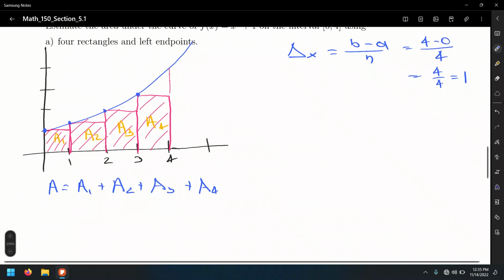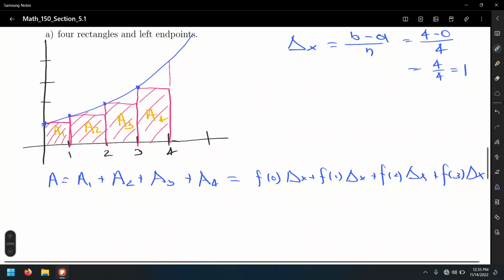All right. So that is the area of this rectangle. So what is that going to be? Well, f of 0 times delta x plus f of 1 times delta x, f of 2 times delta x, and f of 3 times delta x. In this case, delta x is a common factor, and all we have to do is evaluate f of 0 plus f of 1 plus f of 2 plus f of 3.